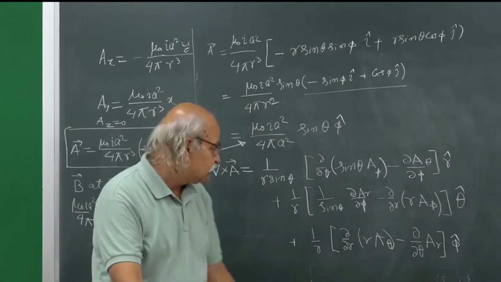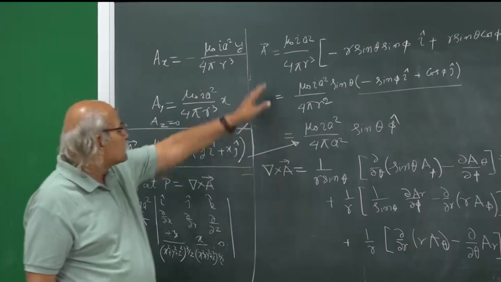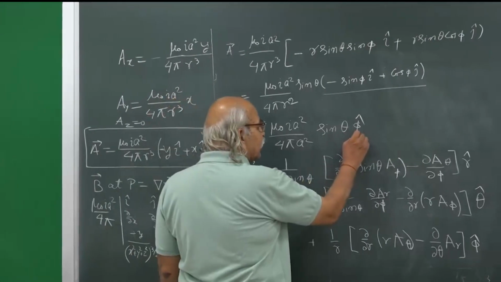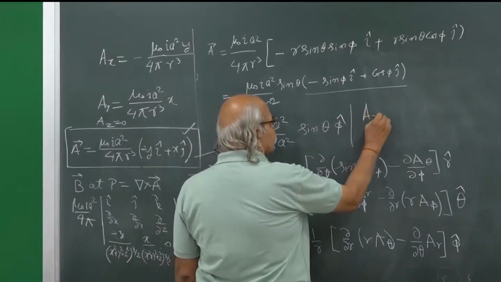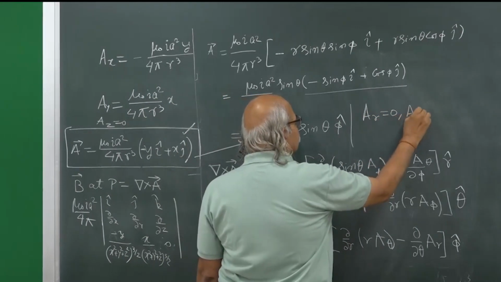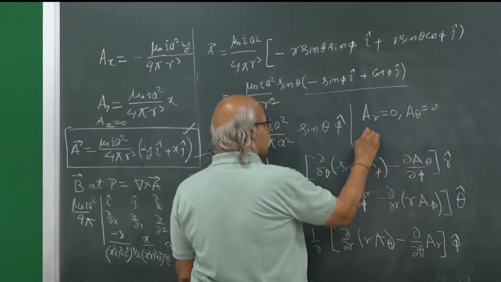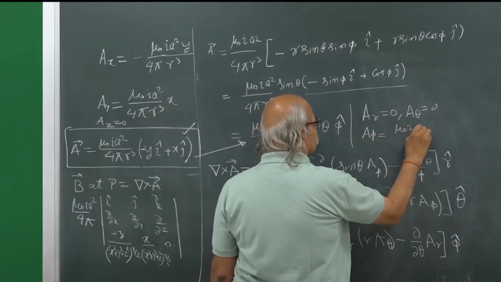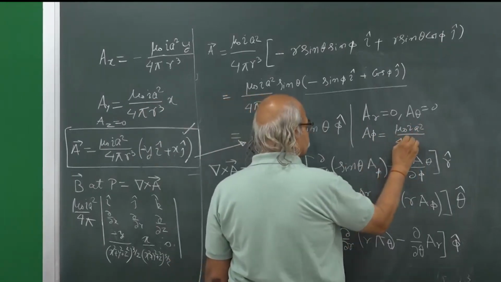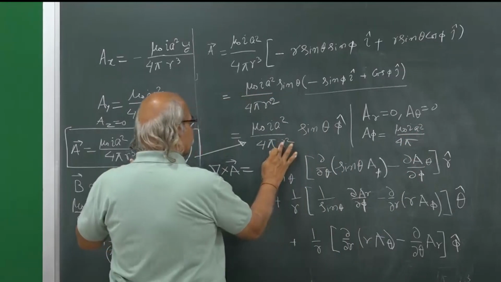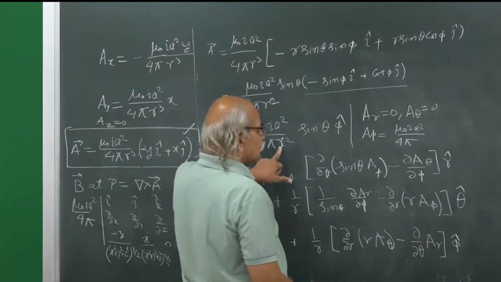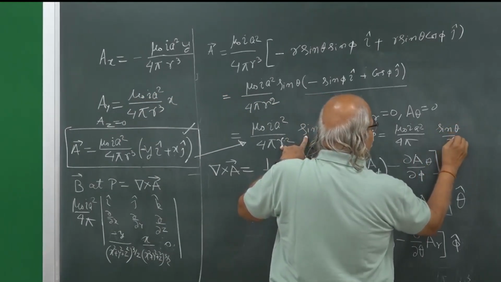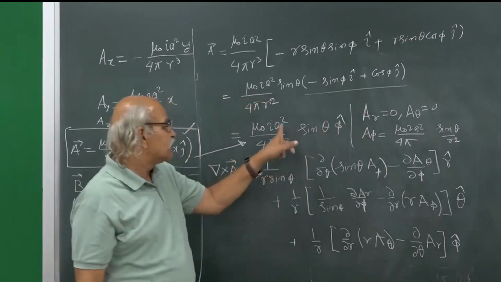Okay, so that is the expression. Now, in our case, our A vector is this. The first thing is that only the phi component is there. So A_r is 0, A_theta is 0, and A_phi is mu naught I a squared divided by 4 pi, and this is r squared, not a squared. So this is r squared here, and this is sin theta here. So sin theta over r squared. That is the phi component.